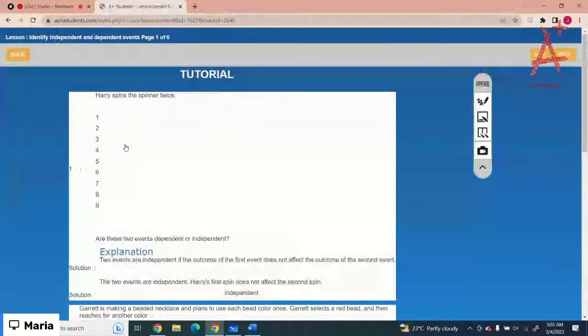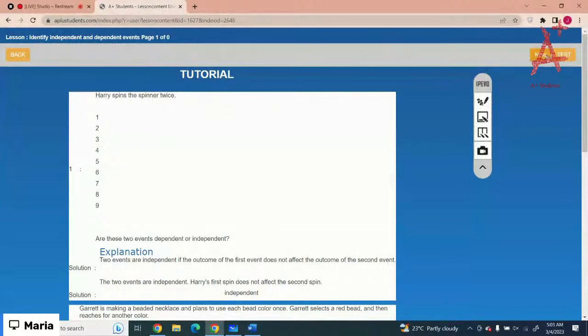Harry spins the spinner twice. Are these two events dependent or independent? So let's see what the dependent events are. Two events are independent if the outcome of the first event does not affect the outcome of the second event. Got it? So this is the definition for the independent event. The event is spinning the spinner twice. When he spins the first time, it does not affect the second spin. That means it is an independent event. Got it?